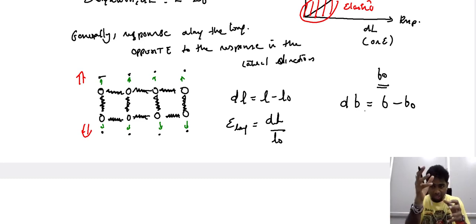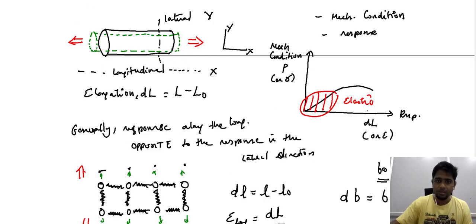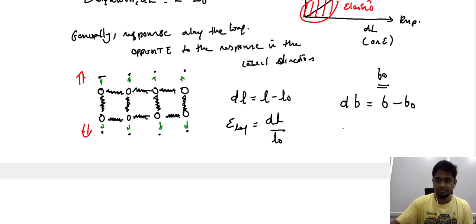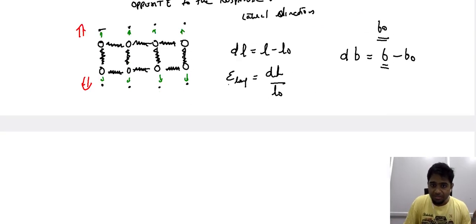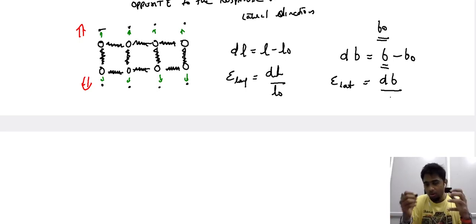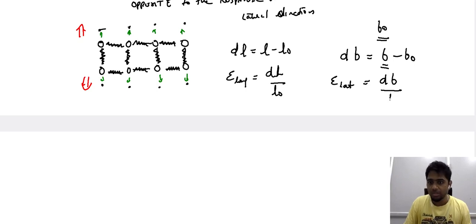We assume that along the lateral direction, the size of the dimension of the sample is B0, and we are considering the response along the lateral direction as B minus B0. B is the change in the lateral dimension in response to the loading. Now we can also describe in a similar way the strain along the lateral direction, which is nothing but the ratio of the change in the dimension along the lateral direction to that of the original dimension along the lateral direction.